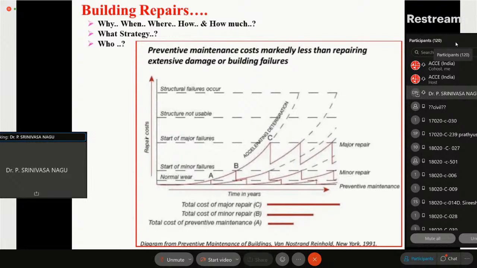So this is from that only. Preventive maintenance costs markedly less than repairing extensive damage of building failure. Just now we spoke, preventive maintenance is good to avoid costly repairs. So if you represent the deterioration process with respect to time on the x-axis and repair costs on the y-axis, initially you can see the curves will be like this based on the weathering conditions, etc.